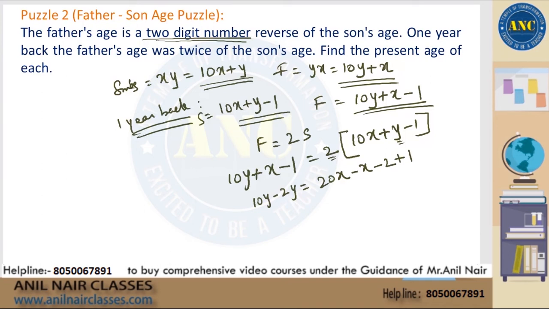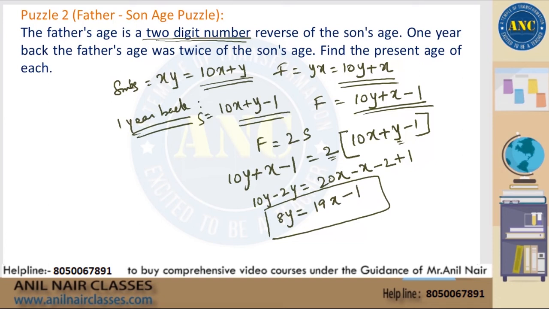So basically, 10y minus 2y has to be 8y. 8y is equal to 20x minus x, which is 19x. And you have minus 2 plus 1, which is minus 1. Brilliant. So you got an equation, a relation between x and y: 8 times y is 19 times x minus 1.